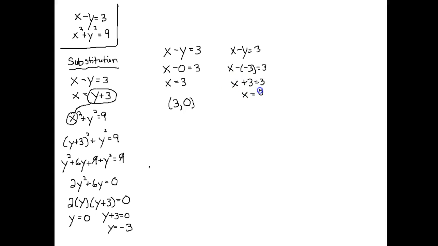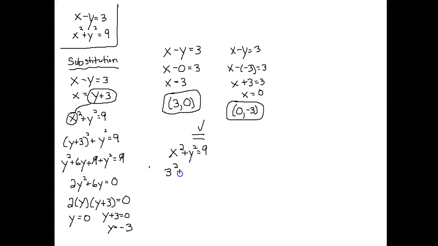And you get x is 0. So 0 comma -3 is another solution. So in this situation, you've actually got two ordered pair solutions. If you check it, you already know that they work in x minus y equals 3 because you just use that equation to find them. But go back to x squared plus y squared equals 9.